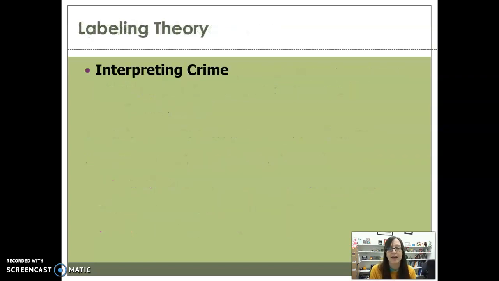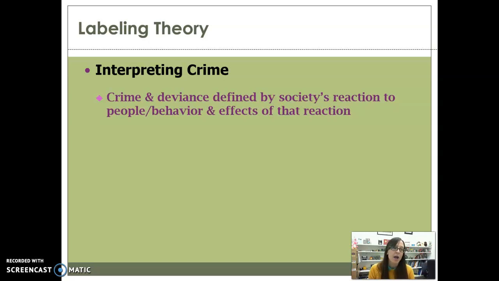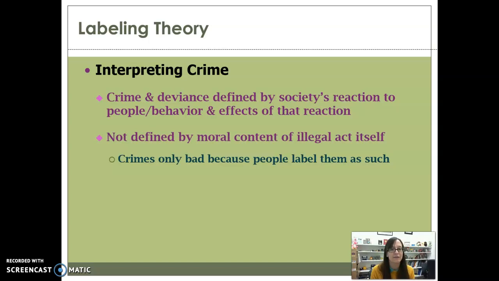So labeling theory then, it's all about things are interpretable. Everything is interpretable, including crime. So when we're interpreting crime and deviance, they are defined by how society has reacted to either an individual or their behavior, and then the effects that come from that reaction. So when we interpret a behavior and we say, well, we're going to label this as criminal, then that is how something becomes criminal. And so it's not necessarily defined by moral content of whatever we have determined to be illegal. Crimes are bad because people label them as bad.